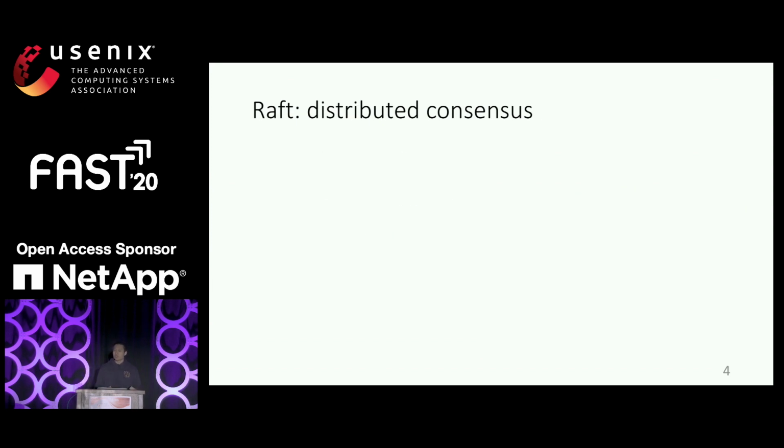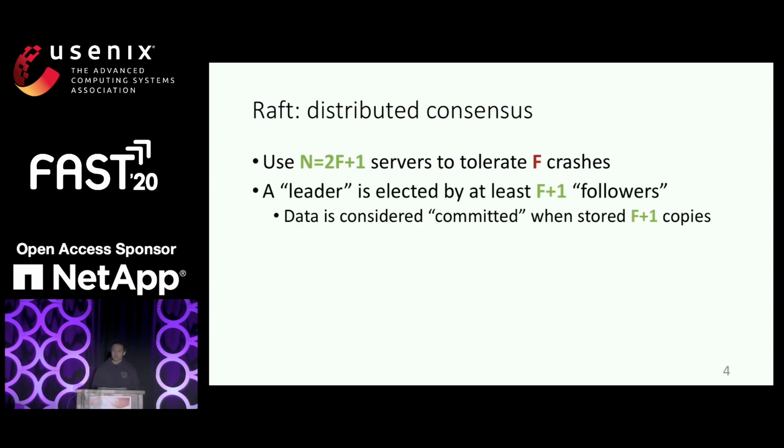One of the most widely used distributed consensus algorithms is called Raft. It is built upon the idea of majority voting, requiring n equal to 2f plus 1 servers to tolerate f crashes. By the way, this is also the optimal, or minimum, number of servers required. A server is elected as the leader when it has f plus 1 ballots from its followers, including one ballot from herself. Now, these f plus 1 servers, which is a strict majority, can reach consensus and commit data.